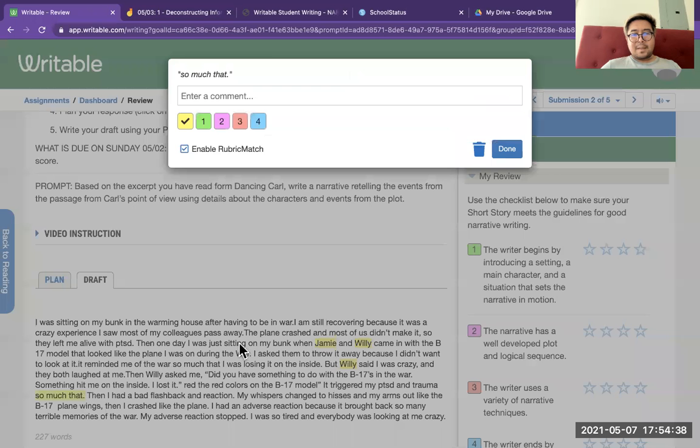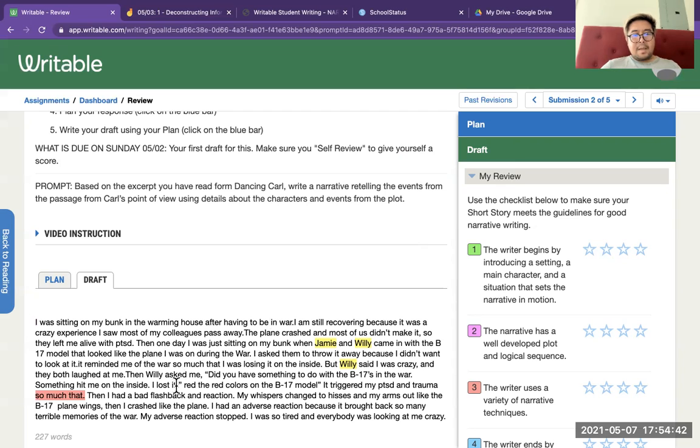And highlight that. There's something wrong with that sentence. It's missing words.